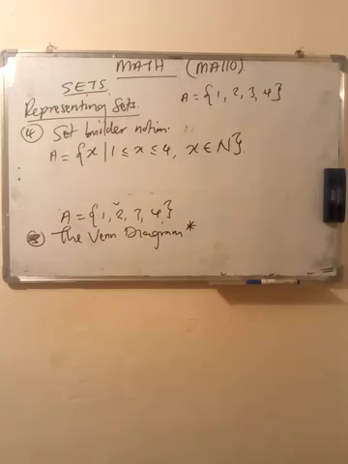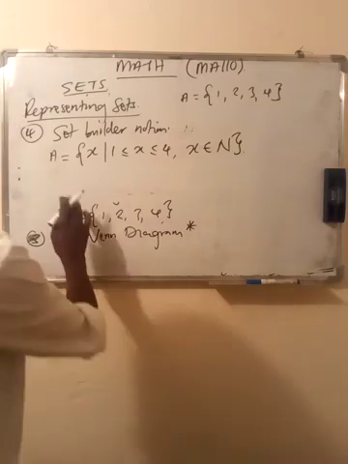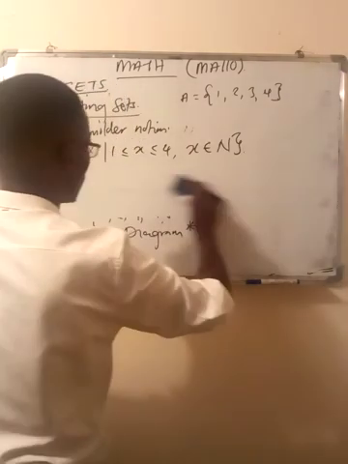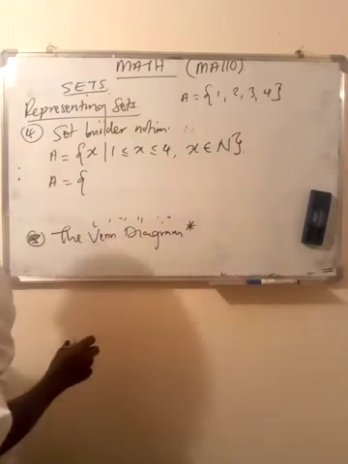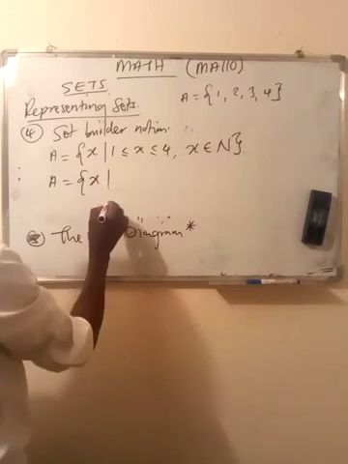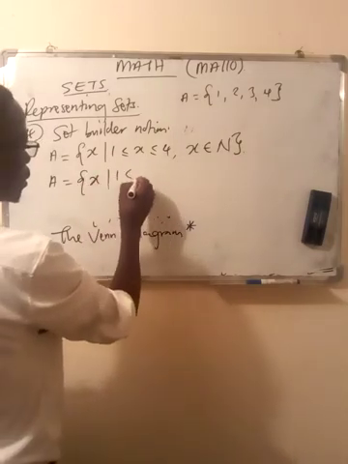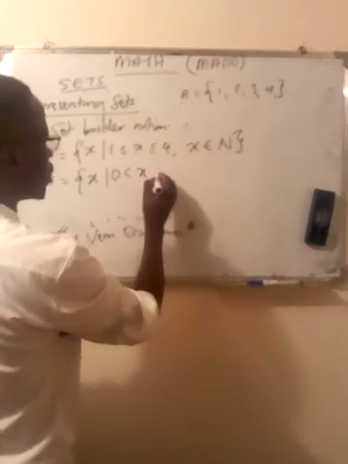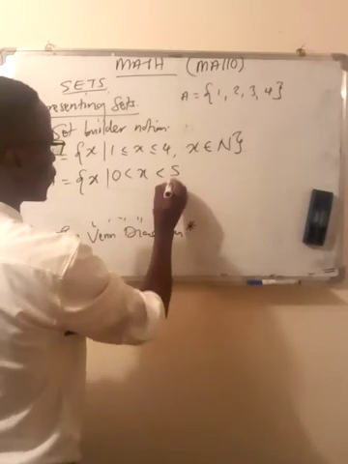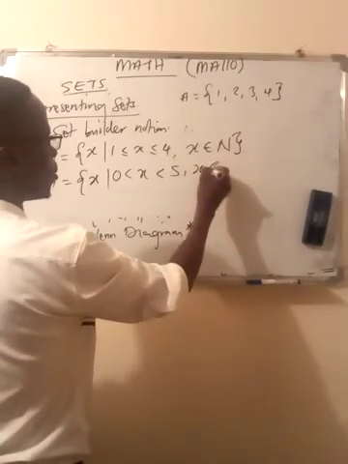Then we can also represent the same set in set builder notation another way. We can also say that A is going to be X such that 0 is less than X, which is, let's say, less than 5. And X is a member of what numbers? We can say it's a member of whole numbers or integers. So there are many ways, in terms of set notation, in which we can represent the same set.